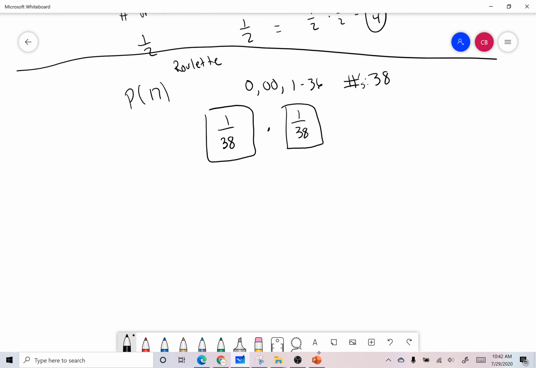So from here, we do 1 divided by 38 times 38, which is 1444. That's 1 out of 1444. So 1 divided by 1444. As you can see, this is 0.0007, which is our best rounding for decimal places. So what that means is there is about a 0.07% chance. It's a very low chance that this happens.